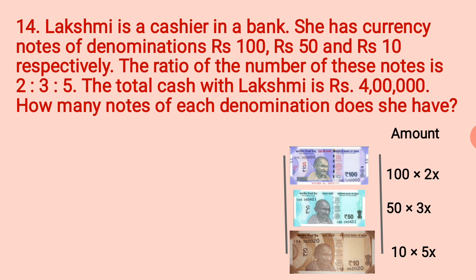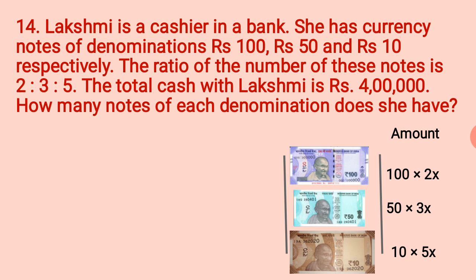Now let me read out the question initially. Question number 14. Lakshmi is a cashier in a bank. She has currency notes of denominations rupees 100, rupees 50 and rupees 10 respectively. The ratio of the number of these notes is 2:3:5. The total cash with Lakshmi is rupees 4 lakh. How many notes of each denomination does she have?